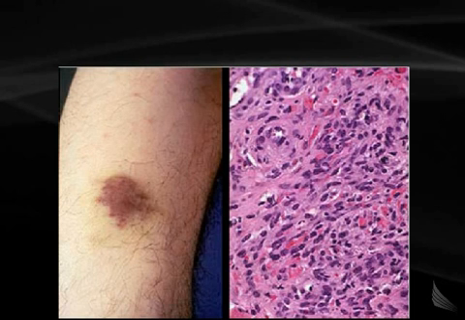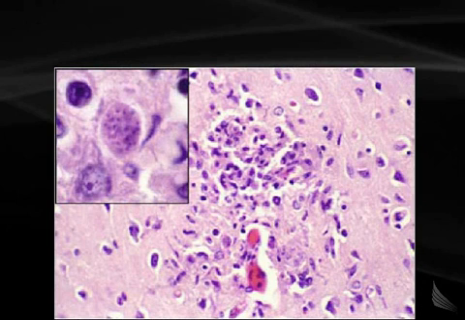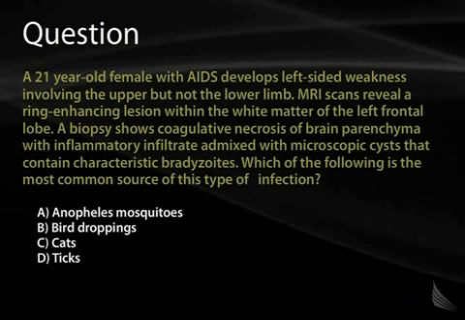This is a picture of Kaposi's sarcoma, both clinically and histopathologically. This is a picture of a ring-enhancing lesion in a patient with HIV and toxoplasmosis. This is a picture of oral candidiasis or oral thrush.